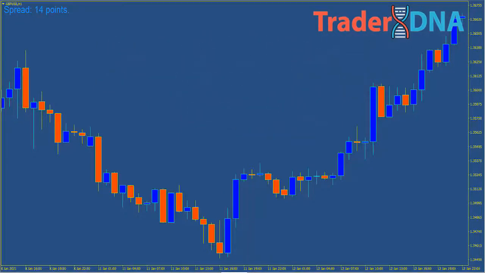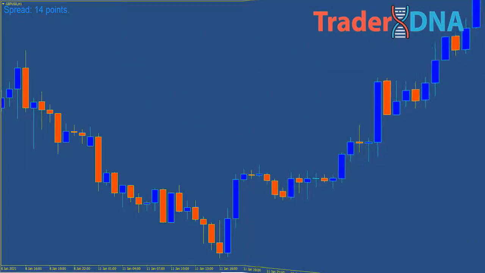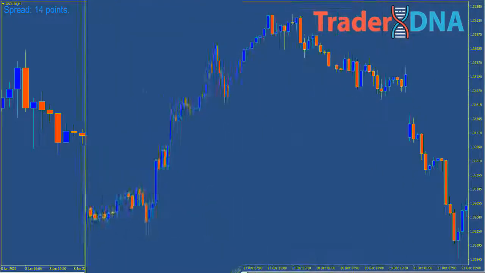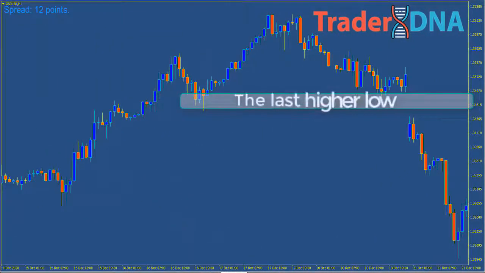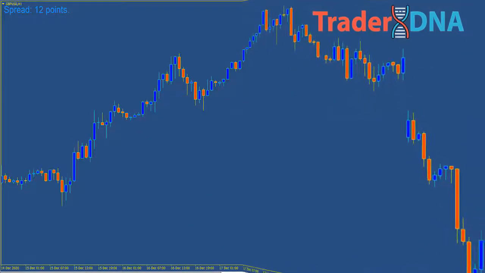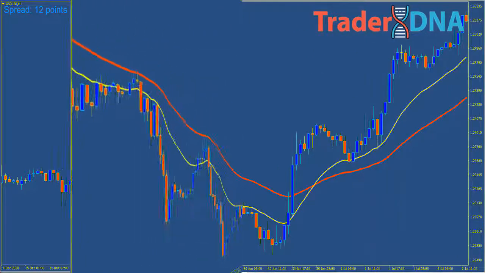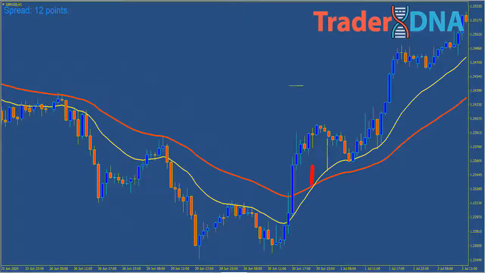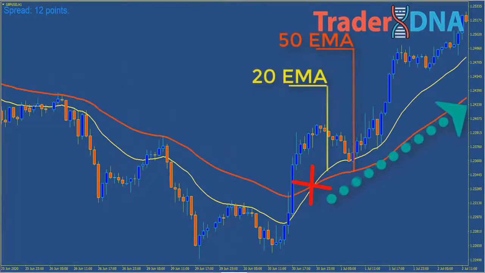Here are some examples of trend reversal events. Higher highs and higher lows. Trend reversal is when a candle closes below the last higher low, means that the trend has reversed. When the 20 moving average crosses the 50 moving average, means that the trend has reversed.